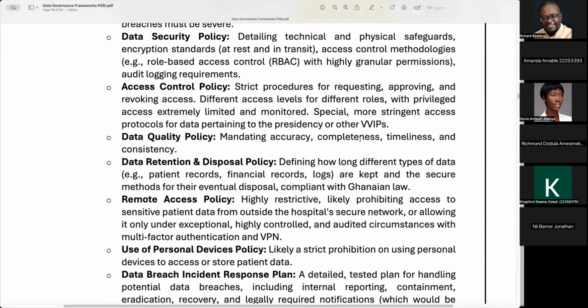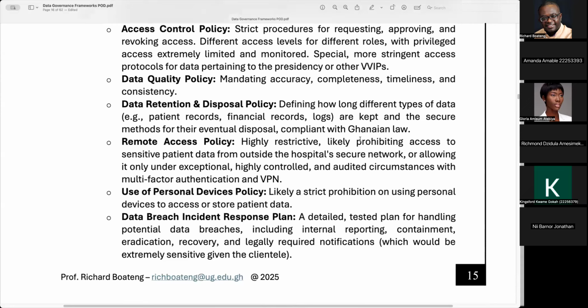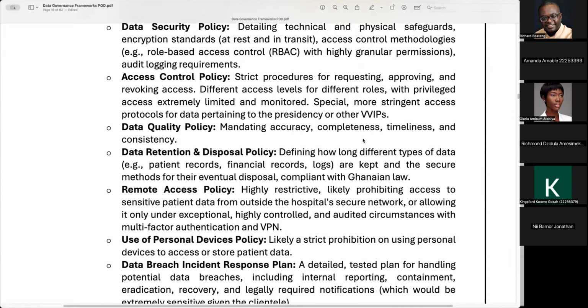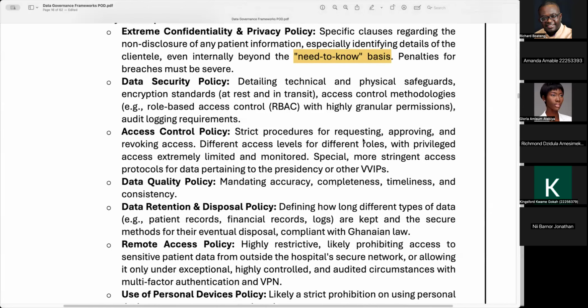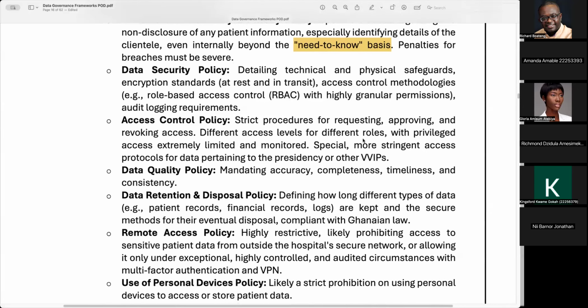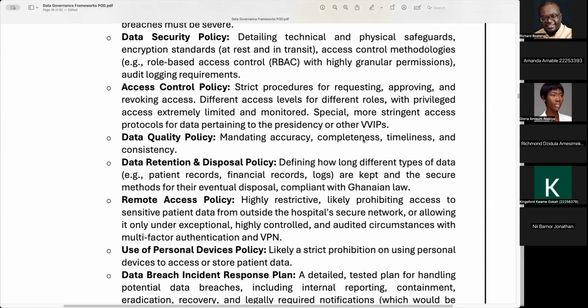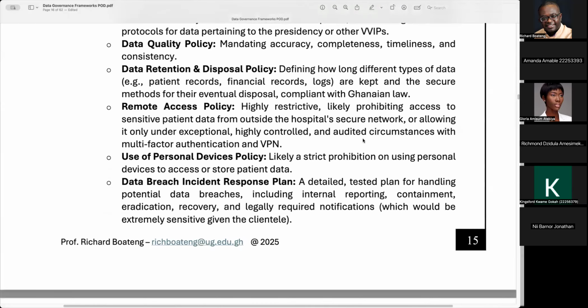What about access itself? The access control policy would detail extremely stringent procedures. It might require layered approvals for accessing VVIP data, even for routine care, and includes special, highly restricted protocols for emergency break glass access to critical patient information for leaders, ensuring it's logged and reviewed immediately. Policies covering data quality would set incredibly high standards. Data retention and disposal policies must comply rigorously with Ghana's Act 843 mandates. Remote access policies would be highly restrictive, if allowed at all, for sensitive data, and the use of personal devices in areas handling VVIP data would likely be strictly prohibited.